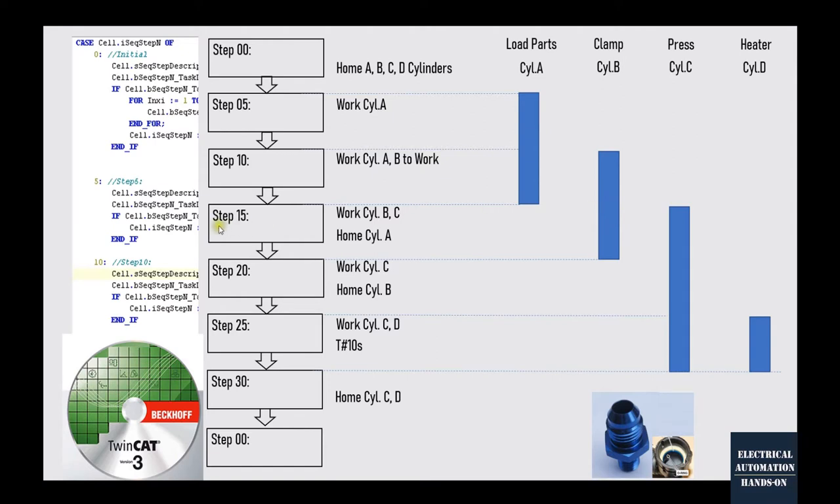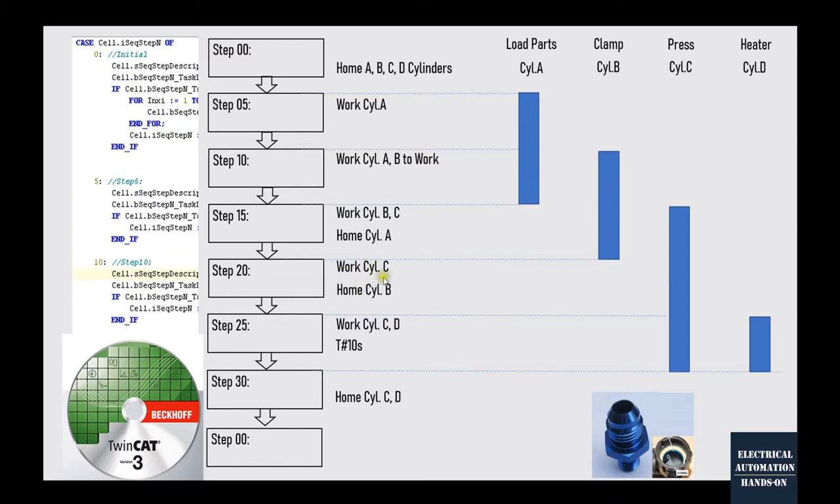At step 15, meantime, we need to work this press. Basically, that means when B is holding this part, the press from the top will come down to crimp this part. So at this step 15, we need to home A, keep cylinder B at work, and meantime work this press cylinder C. And after this, we move to step 20.